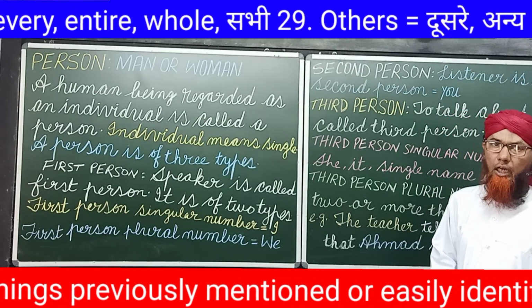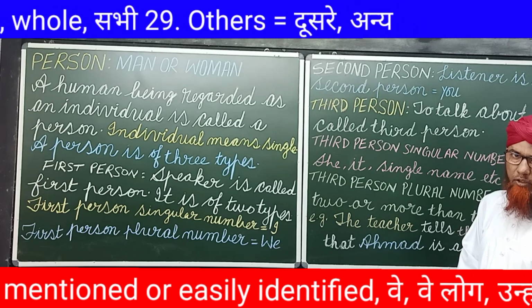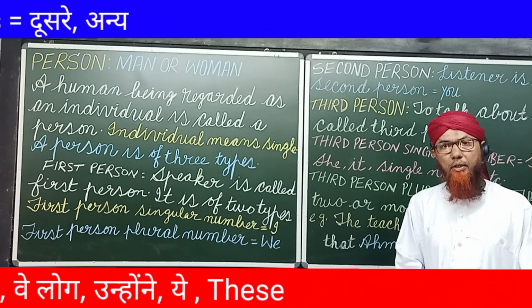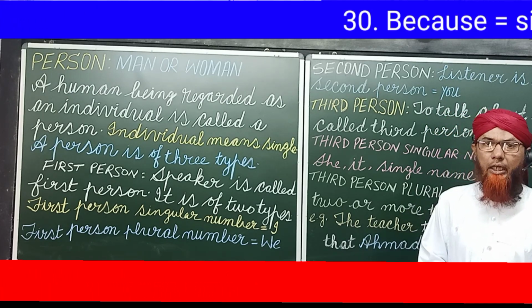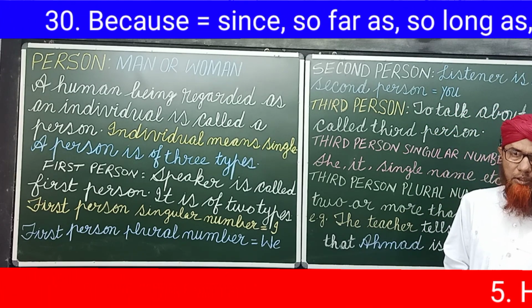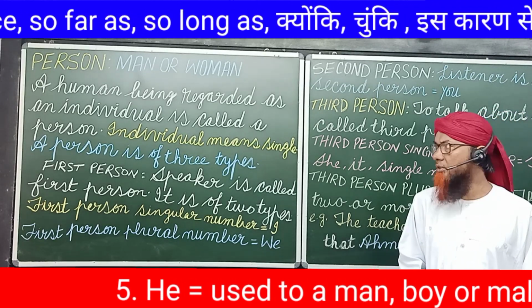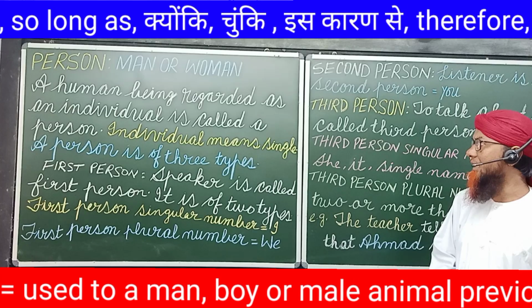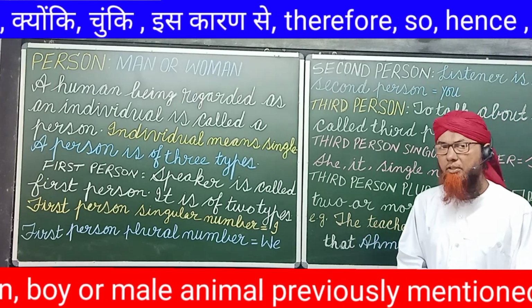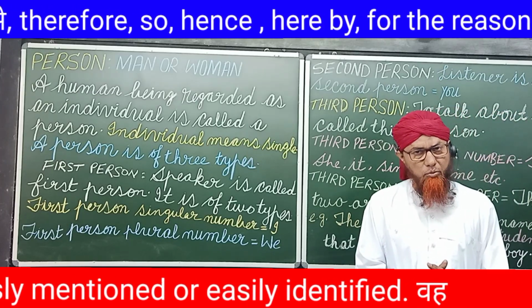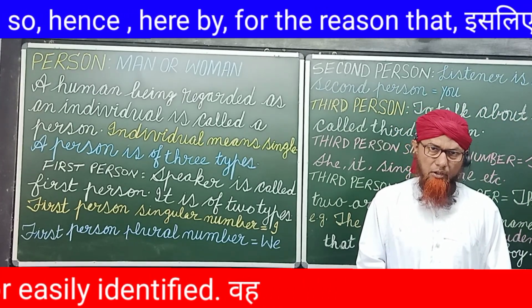Dear students, I have written some sentences on the blackboard. Person. What is person? Person means man, woman or child. A human being regarded as an individual is called a person.